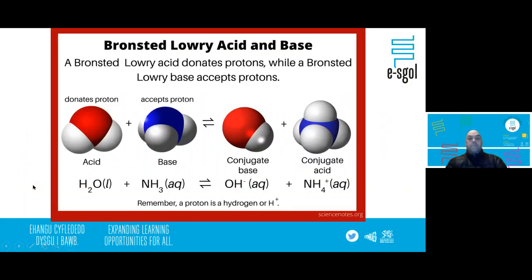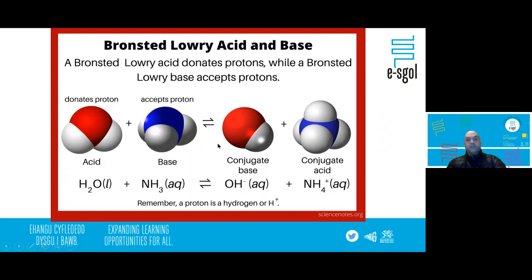Now, A level definition of an acid. Really, you need that Lowry-Bronsted definition. As you can see in this reaction here, for example, we've got this species, which could be water, and this is our ammonia, and you can see how the water is acting as an acid.